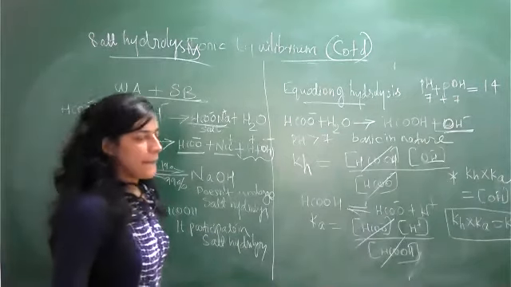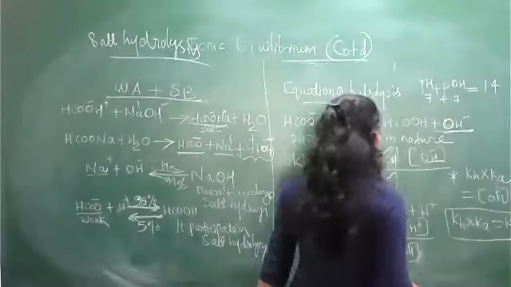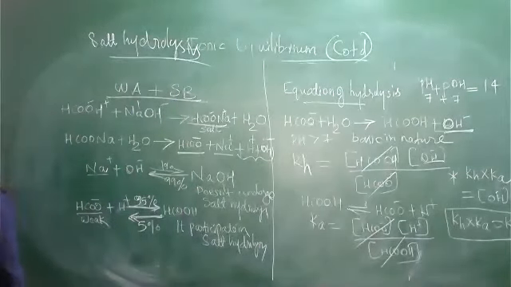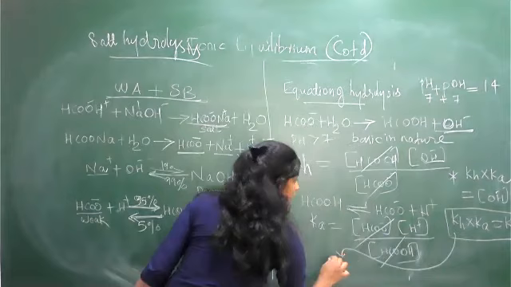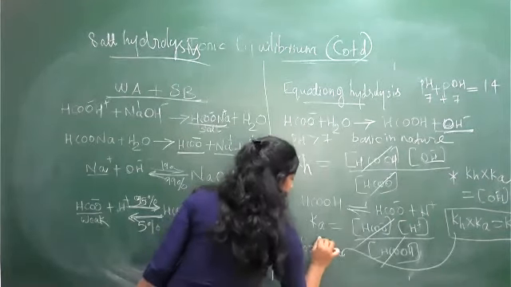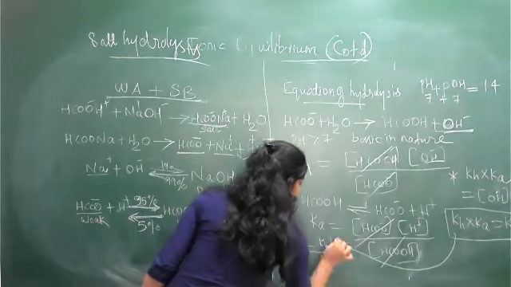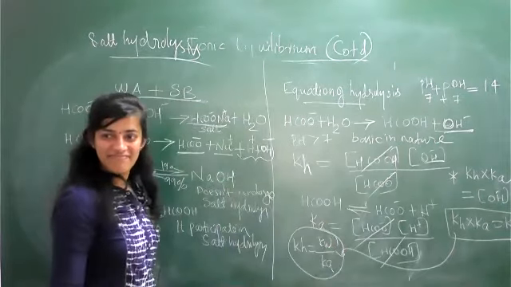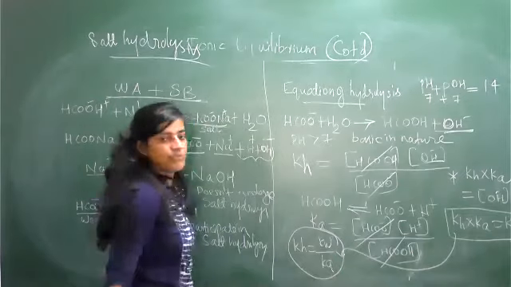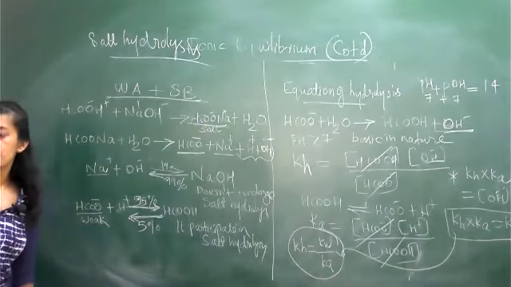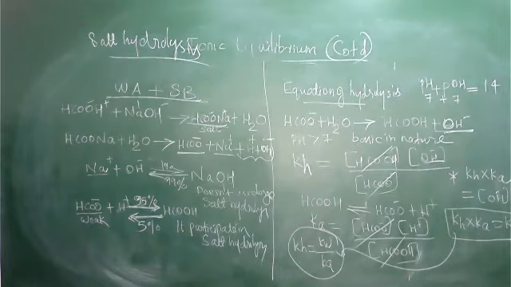Okay, students. Sanjana, what happened? Where do you want me to repeat? One more, students. After this, KH equal to Kw divided by Ka. This is the important result. Okay. KH is equal to Kw divided by Ka. Sanjana, where is your problem? Tell me. Where do you want me to repeat?